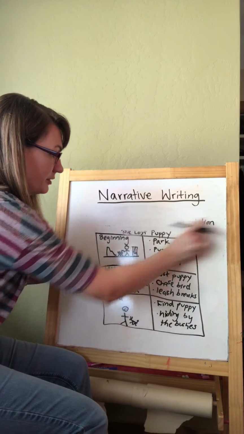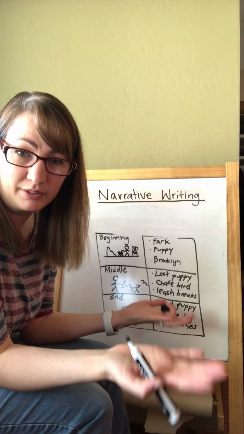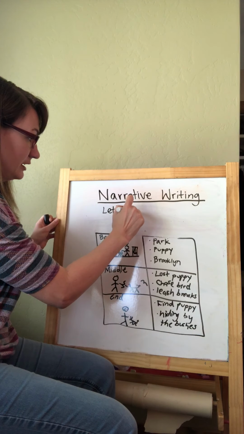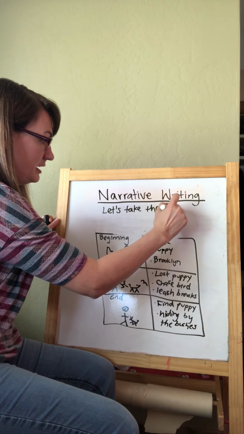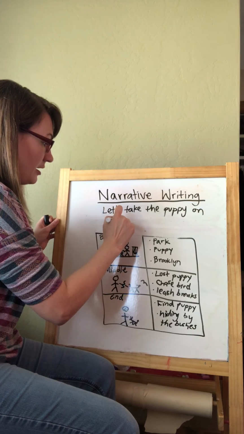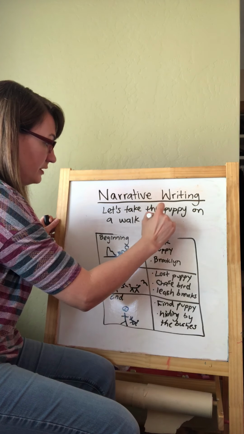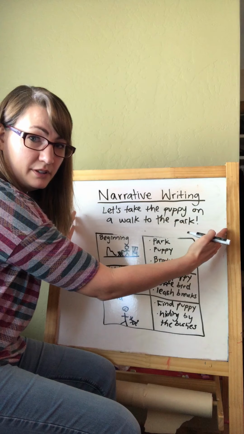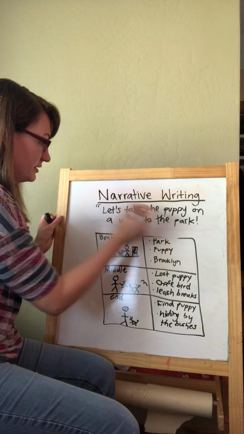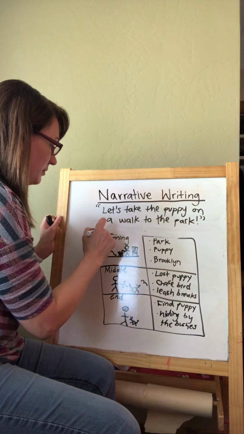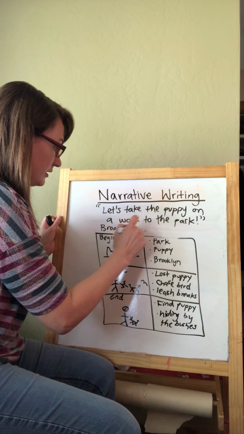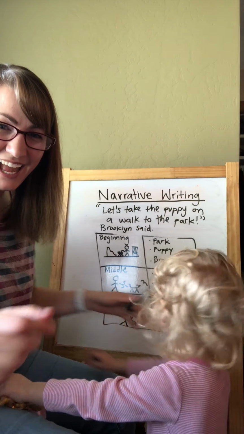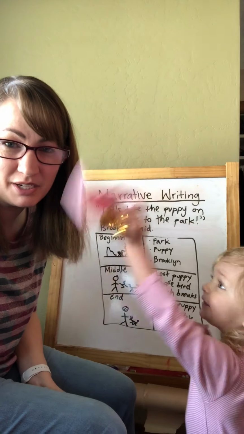At the very beginning, if Brooklyn wants to go to the park, what might Brooklyn say? She might say something like, "Let's take the puppy on a walk to the park." Now, because Brooklyn said this, I'm going to put quotation marks around it like this, and then at the end I'm going to put Brooklyn said. Speaking of Brooklyn, this is my Brooklyn. Anyway, I hope that helps. Add quotation marks into your story, okay?